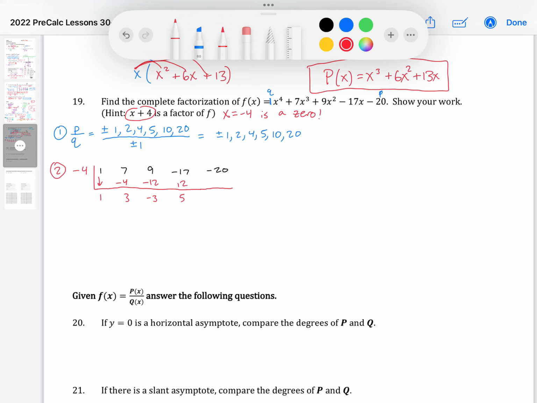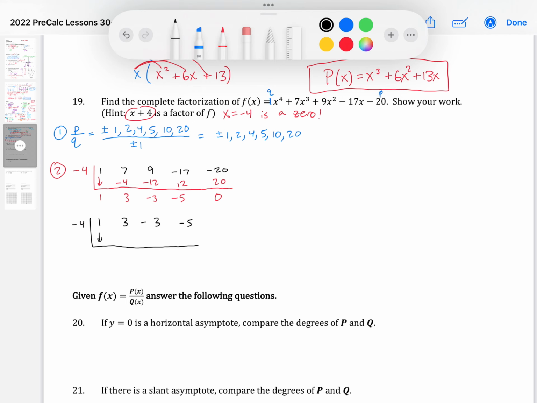And let's see. Oh, this should be a negative 5. So negative 4 times negative 5 is 20, and I get my remainder of 0. So at this point, I would try using negative 4 again, because it turns out that sometimes that factor might be to a power of 2. So I'm going to use this 1, 3, negative 3, and negative 5 as my new polynomial. So this is going to make things a little bit easier. And I'm going to try negative 4 again.